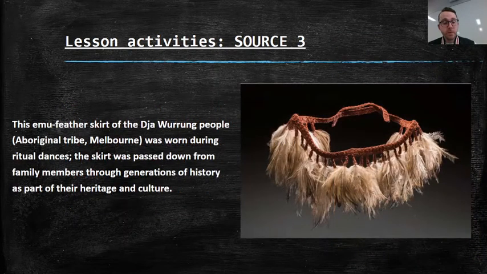Source 3. This emu feather skirt of the Jawarung people, who are an Aboriginal tribe in Melbourne, was worn during ritual dances. So the skirt was passed down from family members through generations of history as part of their heritage and culture. So a ritual dance probably implies that it was something done relating to religion, relating to their spiritual beliefs.